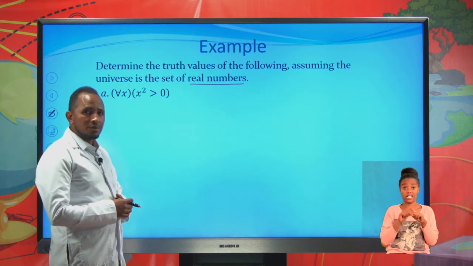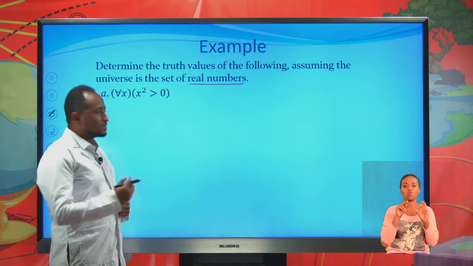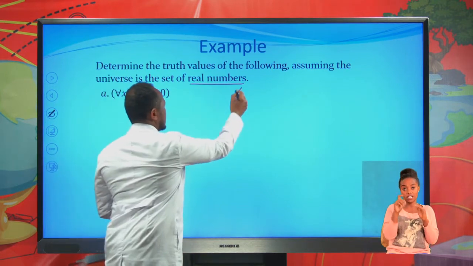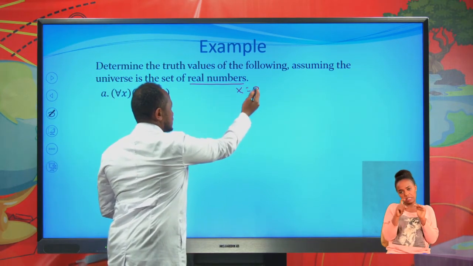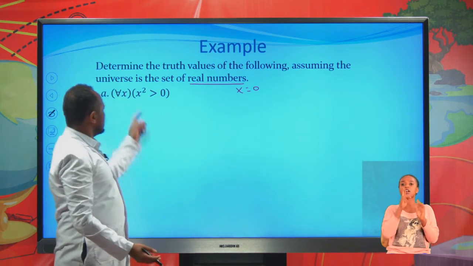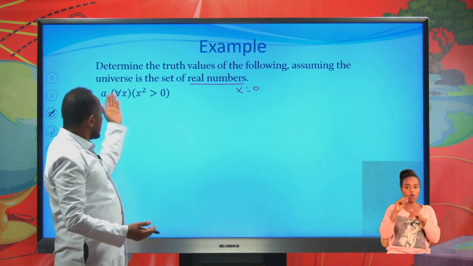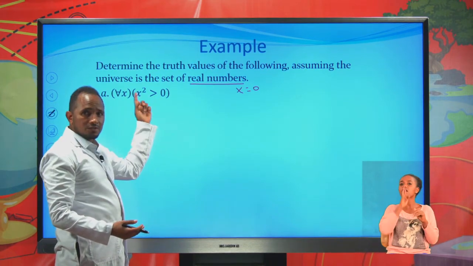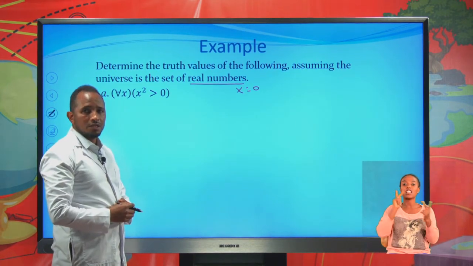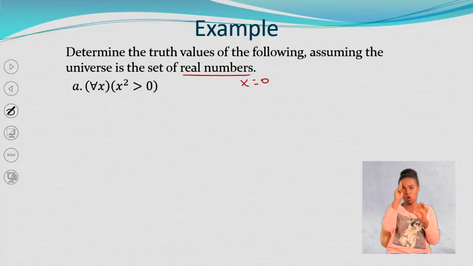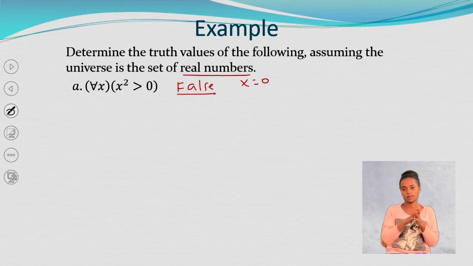By the way, this statement is not true. For example, if you take x equal to 0, 0 is a real number. If you square it, 0 is not greater than 0. It's false. Therefore, not every real number satisfies this statement. Because of this, its truth value is false. Now let's see the second example.